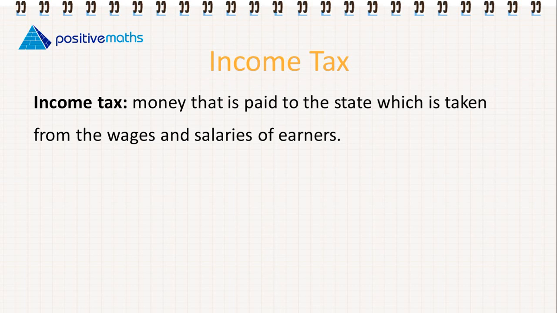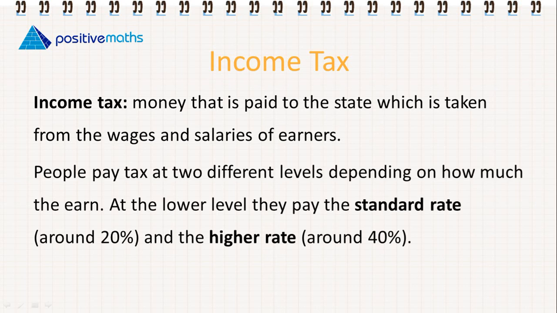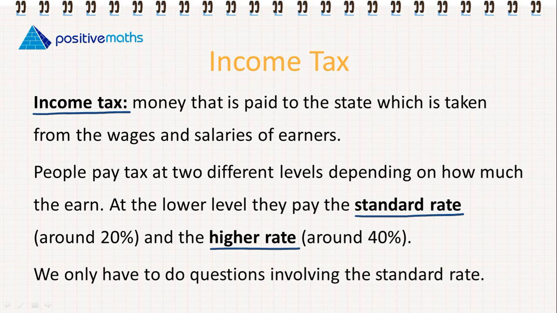So income tax is money that is paid to the state or the government, which is taken from the wages and salaries of earners. People pay tax at two different levels, depending on how much they earn. At a lower level, they pay a standard rate, which is around 20%. And at a higher rate, they pay around 40%. So income tax is calculated as a percentage of wages and salaries. Ordinary level for Junior Cert, you just need to look at questions involving the standard rate. Higher level for Junior Cert, you need to look at the standard rate and the higher rate.